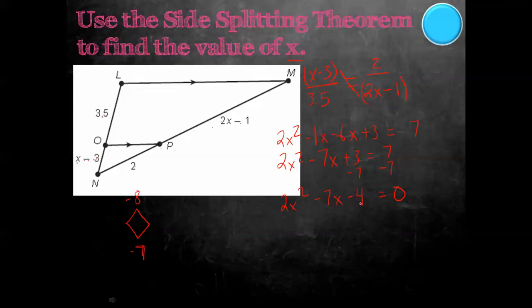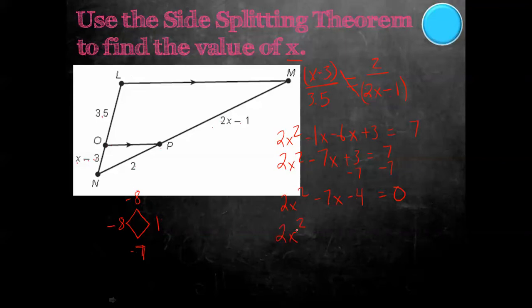Okay, so we want to know what can I multiply to get negative 8, but add together to get negative 7. Okay, so 8 times 1 is 8, right? But we want a negative 8. And then, so one of those numbers has to be a negative. So we're going to take negative 8 and 1, because negative 8 times 1 is negative 8, and negative 8 plus 1 is negative 7.